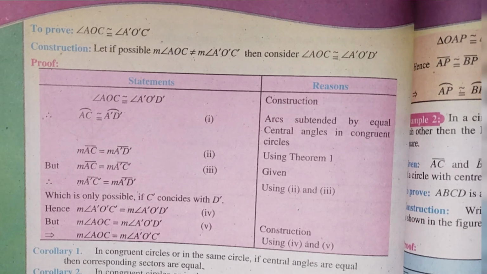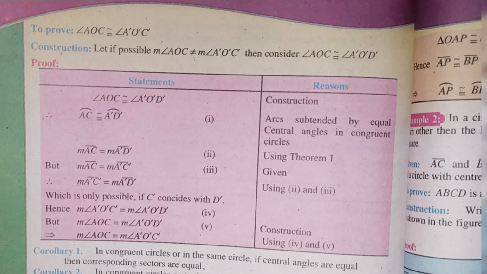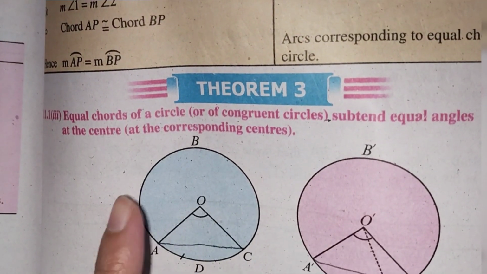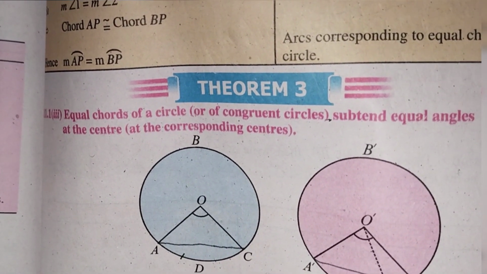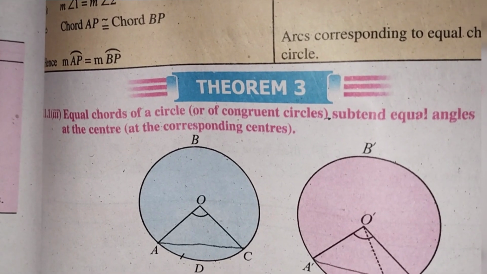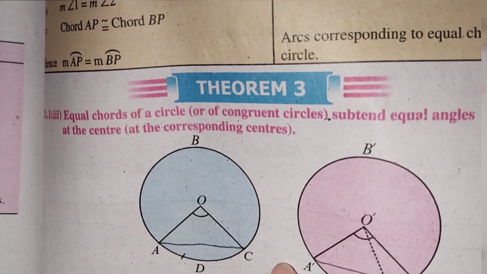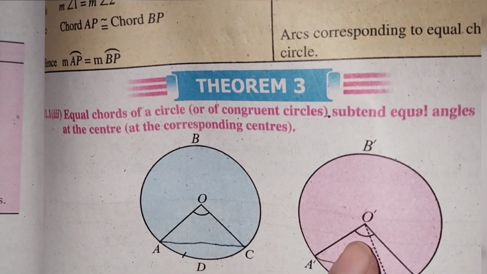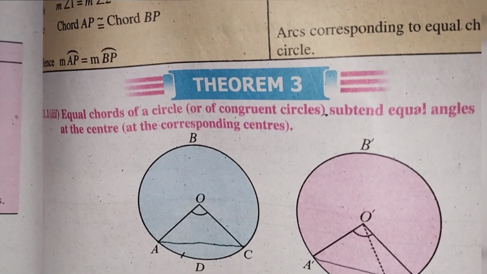For the construction, let, if possible, measurement of angle AOC not be equal to measurement of angle A dash, O dash, C dash. Then consider angle AOC congruent to angle A dash, O dash, D dash. This is your construction. Look at the figure. This is the angle AOC, which is not equal to angle A dash, O dash, C dash. So we construct here angle A dash, O dash, D dash. This angle is congruent to this angle.